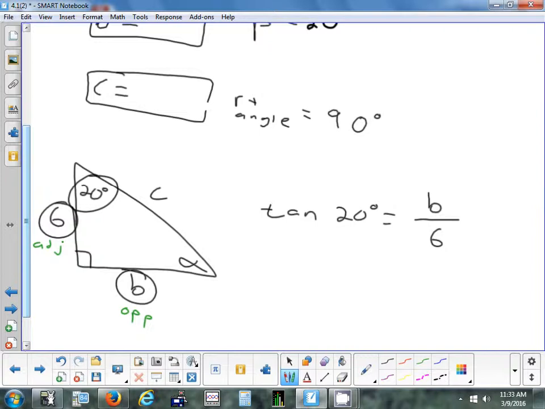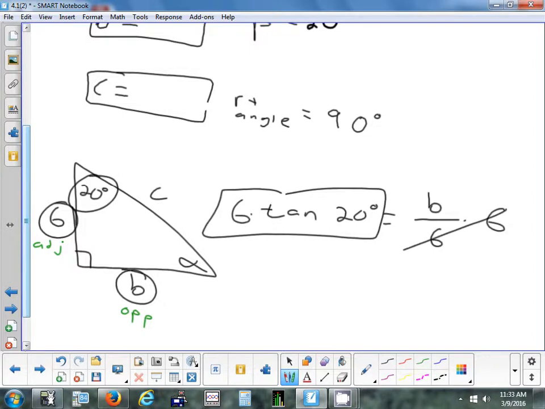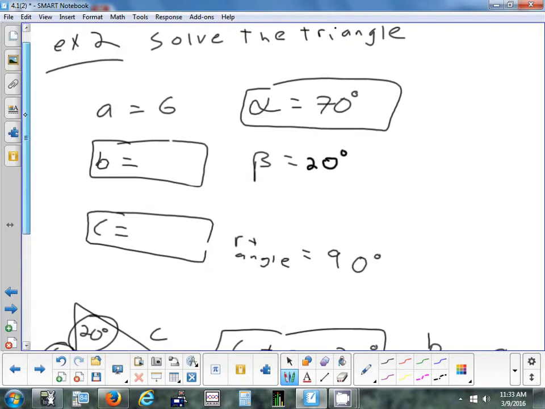And Taylor, how would I move that 6 to the other side? Multiply by 6. And there's your answer for B. Okay. Did anybody type that in and get the decimal? Yeah, Kate? 2.18. 2.18.